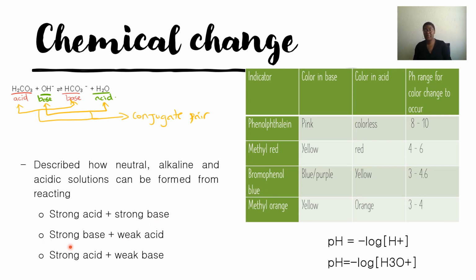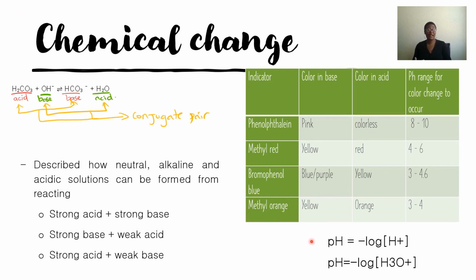Now, if you have a strong base reacting with a weak acid, you are most likely going to produce a solution that is a little bit more on the alkaline side. So the best indicator, just by looking at this table here, will probably be phenolphthalein. And then if you have a strong acid reacting with a weak base, you are most likely going to produce a solution that is more on the acidic side. So you will want to use an indicator that has a pH that is more on the acidic side, probably your methyl red or bromophenol blue over here, or even methyl orange.